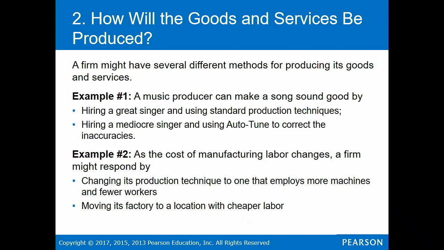So a music producer can make a song sound good by hiring a great singer, using standard techniques, having the band there with the singer. Or you can use auto-tune to correct all the problems with their voice, smooth it over, or just make a cool new sound. So these music producers, they have choices about how to make good music.